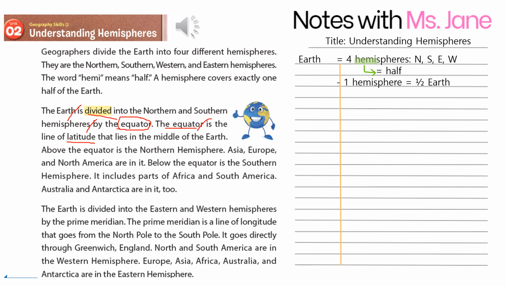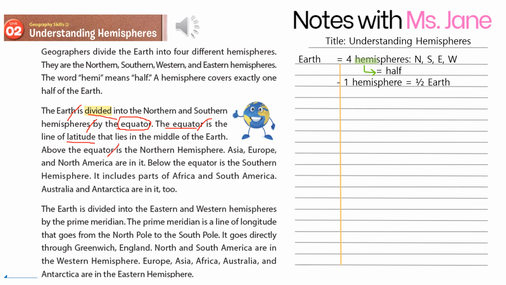So, do you guys remember where did the line of latitude go from where to where? It goes from east to west. It was the horizontal line that goes across the globe. 근데 이 적도는 it's at 0 degrees. 그 차이점이에요.